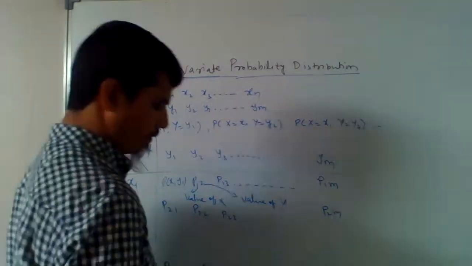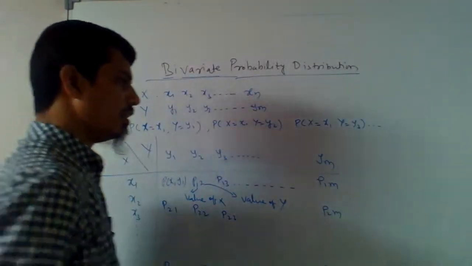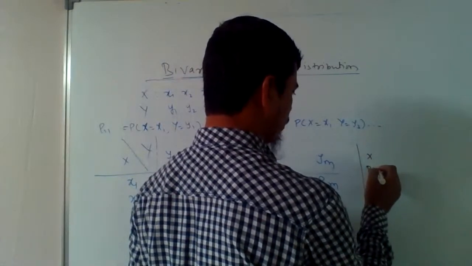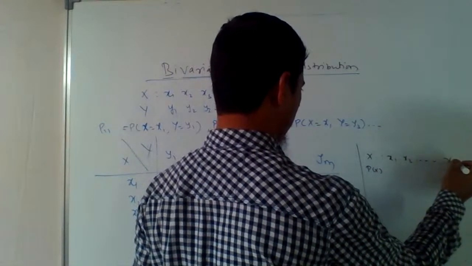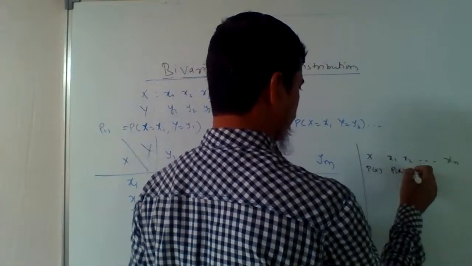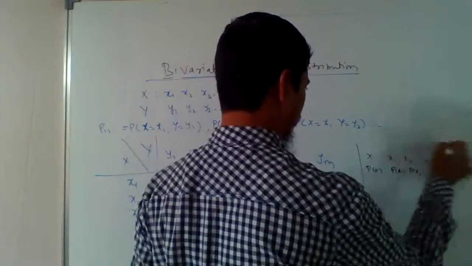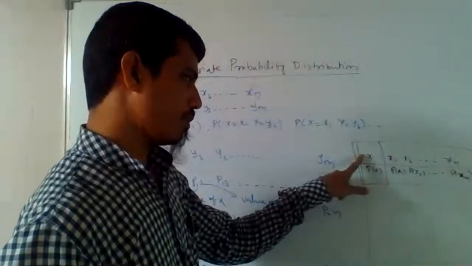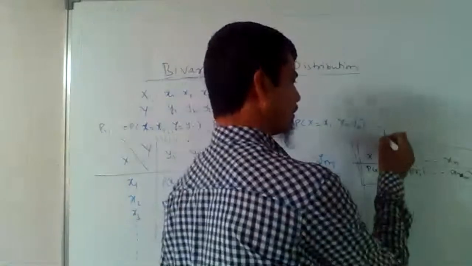In case of a single random variable, as we discussed in the last classes, the probability distribution for a single random variable is denoted by p of x, that is, here x1, x2, and so on, xn. So p of x1, p of x2, and so on, p of xn. So if x is a single random variable defined on some random experiment, then the probability distribution is given by this one.